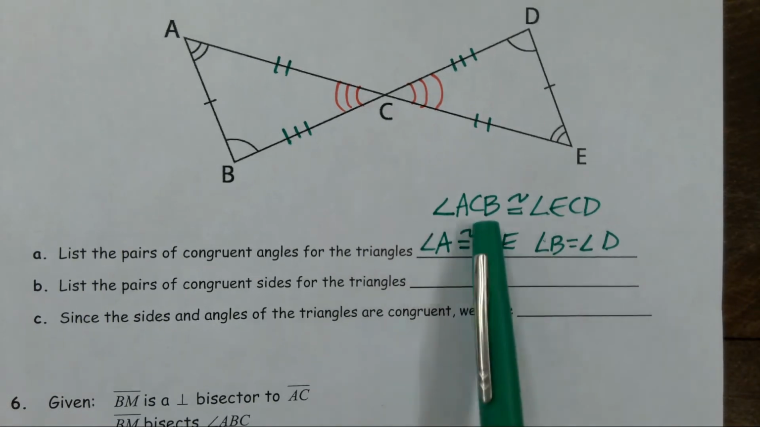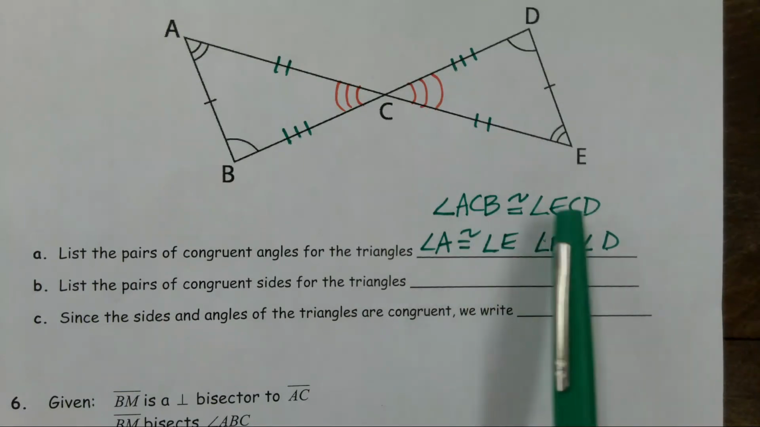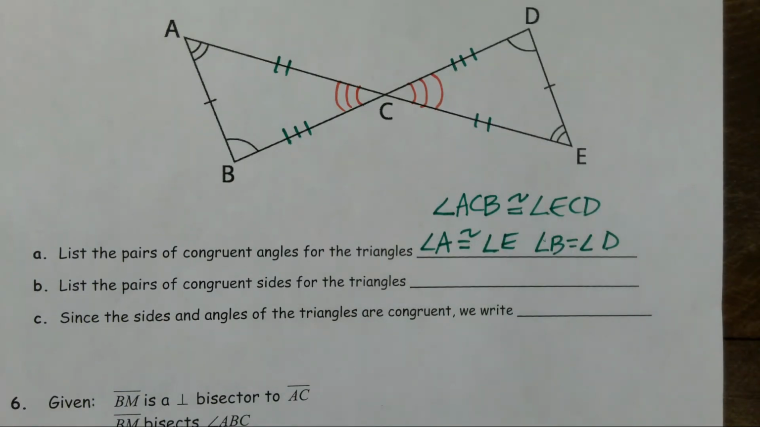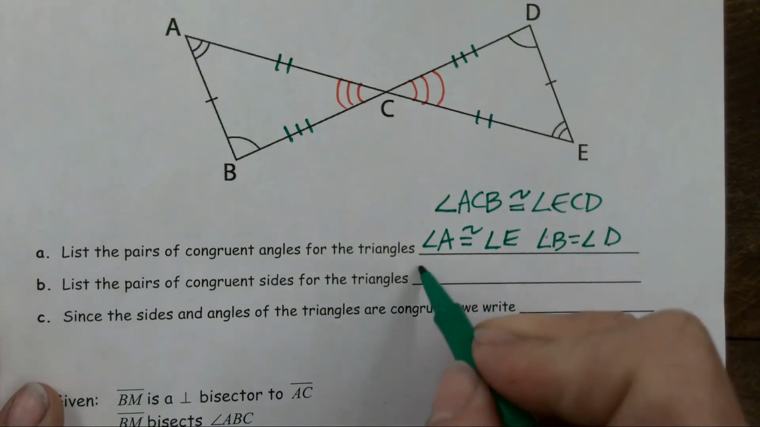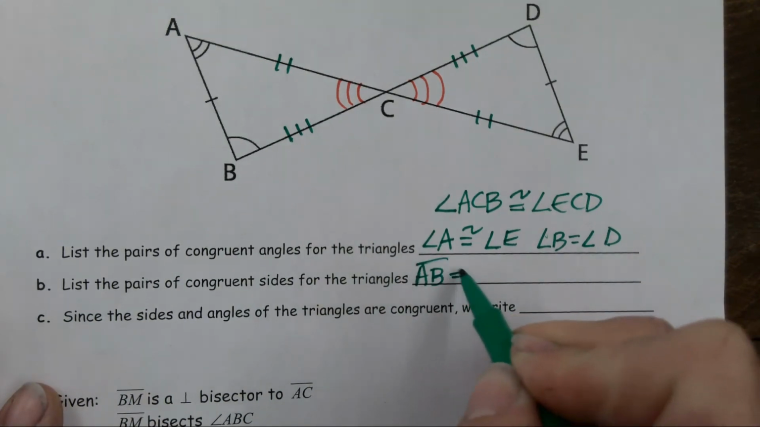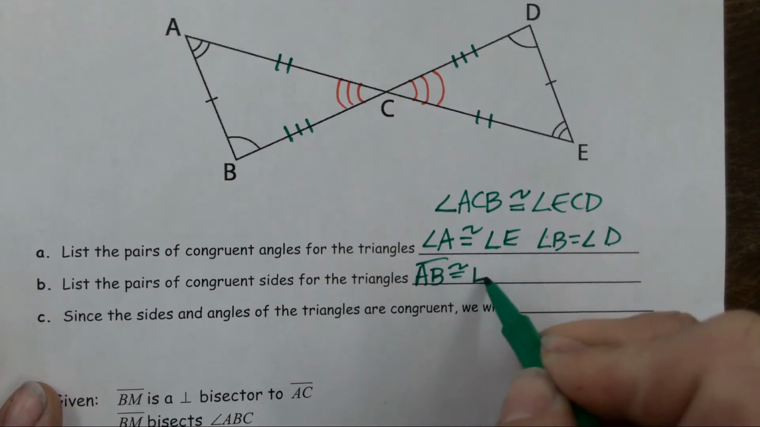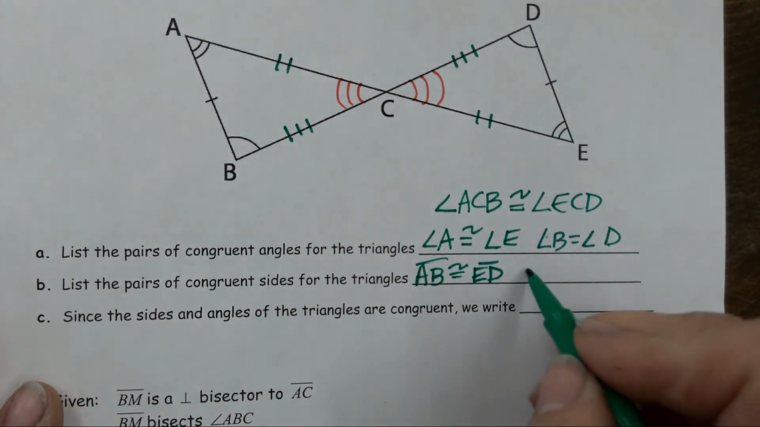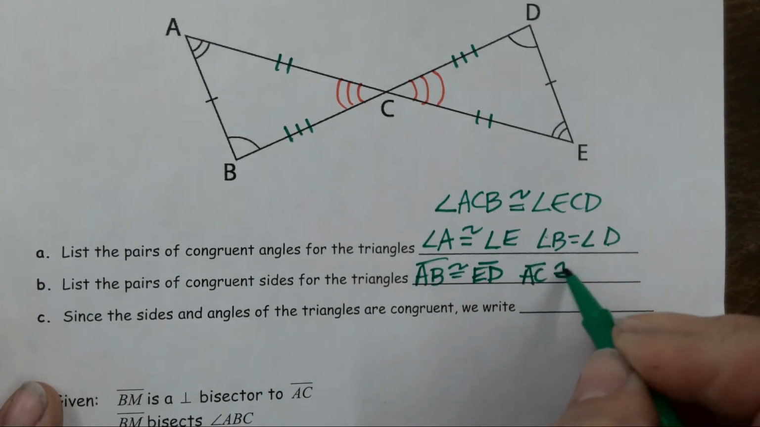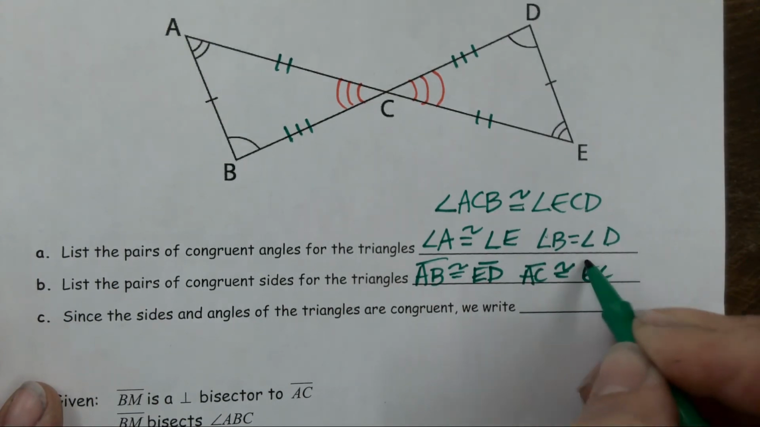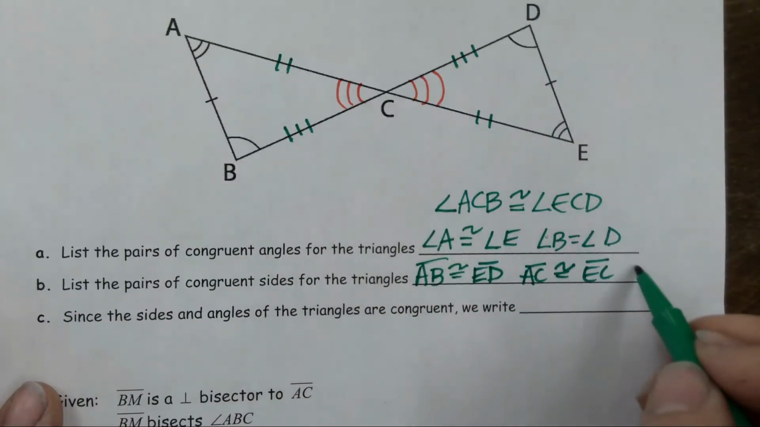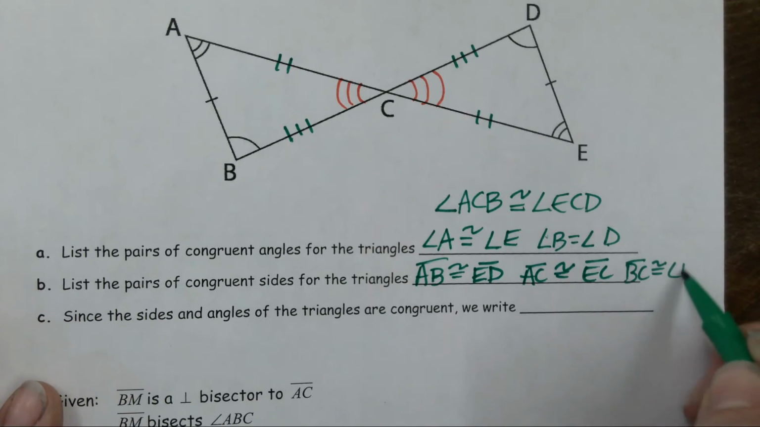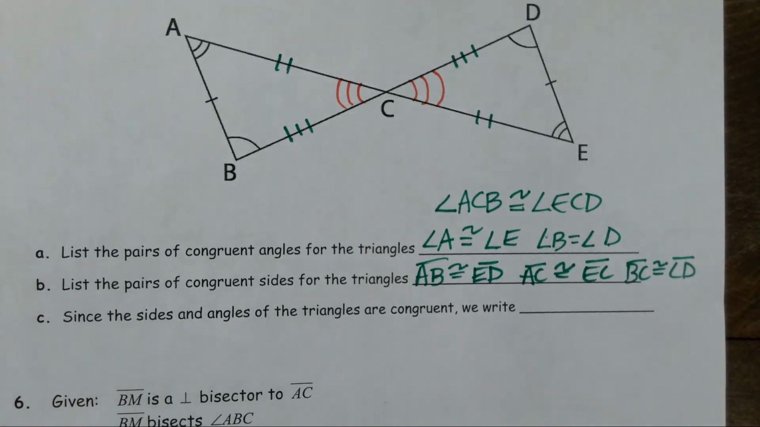C being the vertex, so C will have to line up with C when I write my congruent triangles. Let's go with the pairs of sides. AB is congruent to AED, they both have 1 tick mark. AC is congruent to EC, they both have 2 tick marks. And BC is congruent to CD, they both have 3 tick marks.